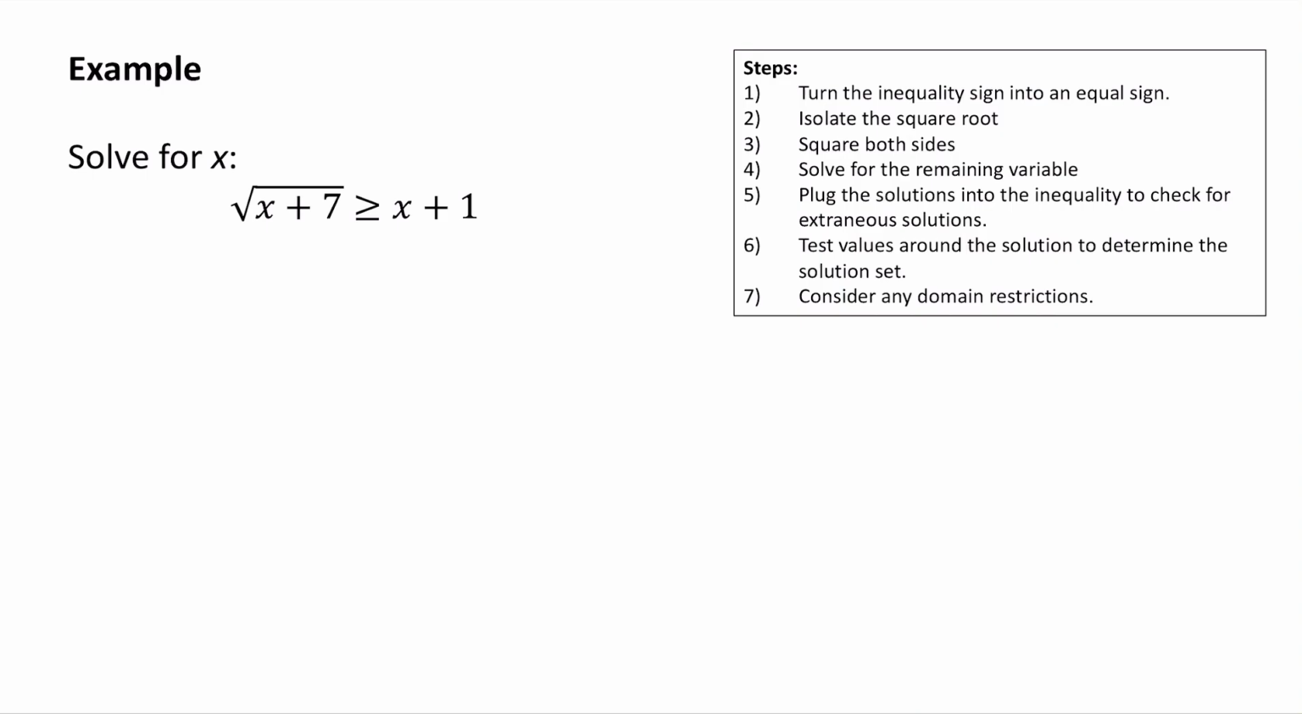So let's first start off by turning this into an equal sign. So we have the square root of x plus 7 equals x plus 1. So we're going to go ahead now and square both sides. So that gives me x plus 7 equals (x plus 1) squared.